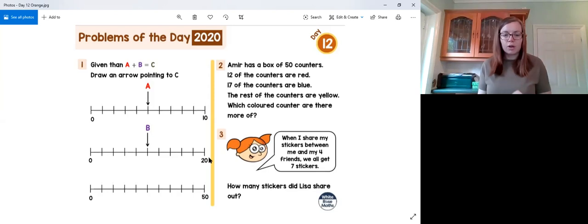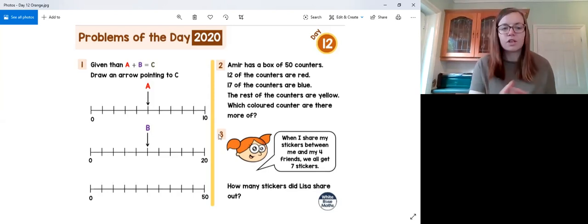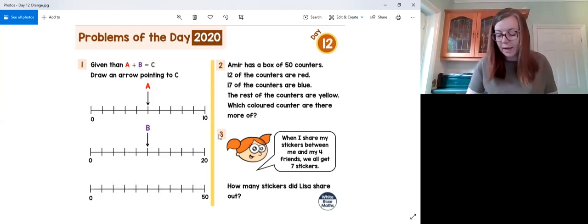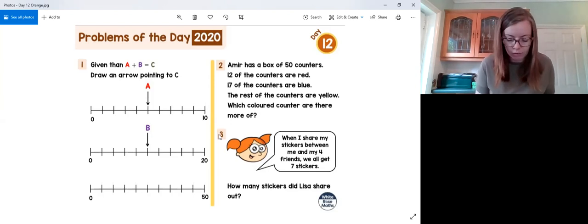Okay, so let's move on to question 2. So Amir has a box of 50 counters. 12 of the counters are red, 17 of the counters are blue, and the rest of the counters are yellow. So which coloured counter are there more of?